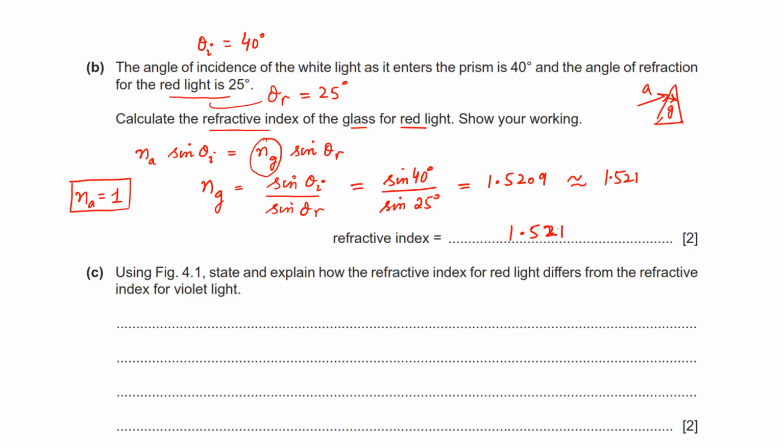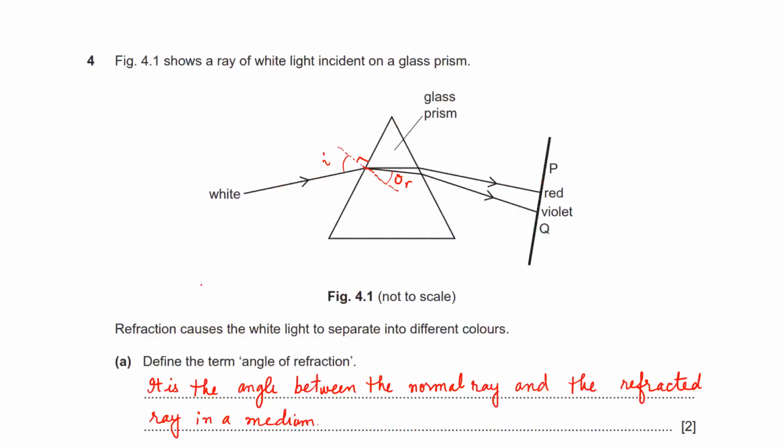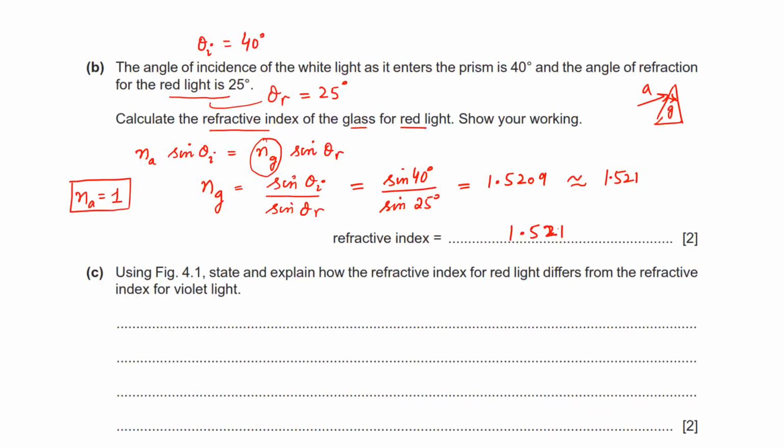Using the figure 4.1, state and explain how the refractive index of red light differs from the refractive index for the violet light. So remember, the violet light is bending more compared to the red light. So the refractive indexes for both of these lights will be different. So we can simply say that the refractive index is smaller for red light compared to the refractive index for the violet light, because violet light is more bent, is having more refraction compared to the red light.